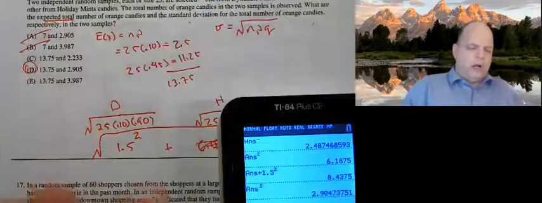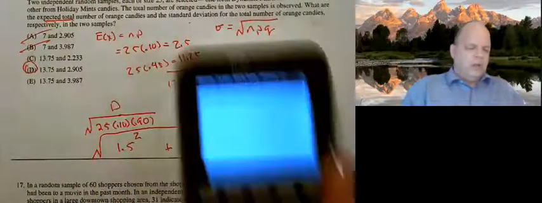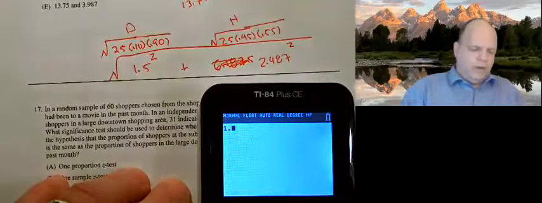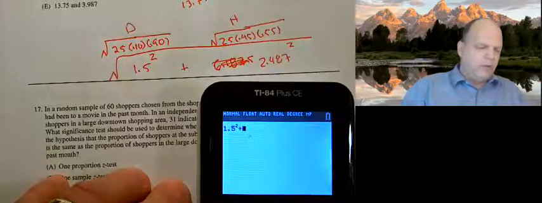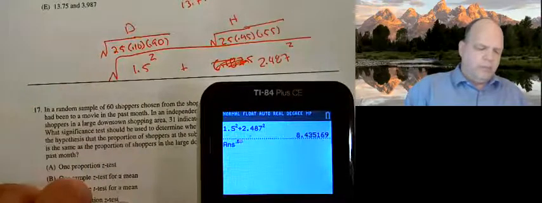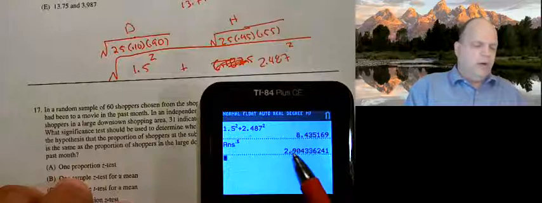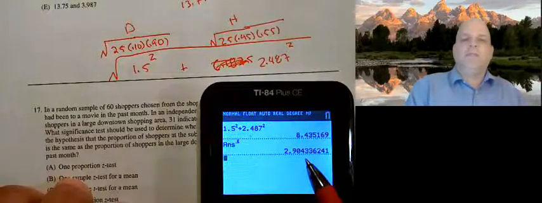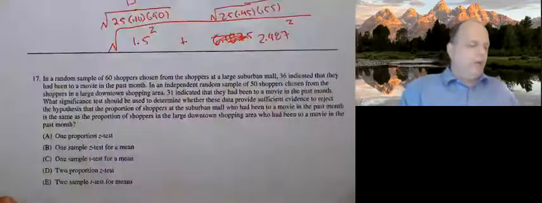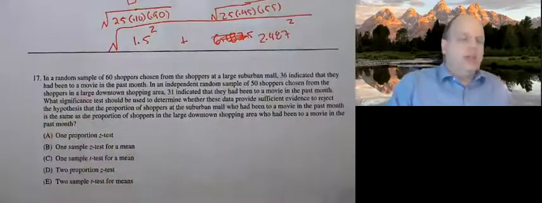So essentially what I did is I took 1.5 squared plus 2.487 squared. And then I came back and I had to take the square root of that, 2.905. Okay. All right. So our answer for the 16 is D.